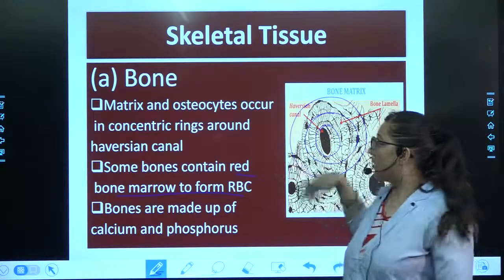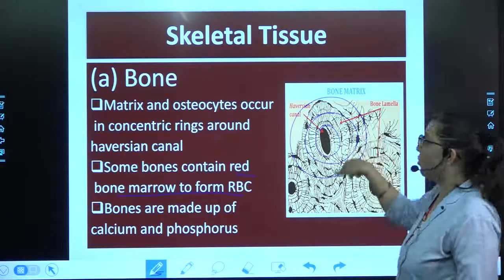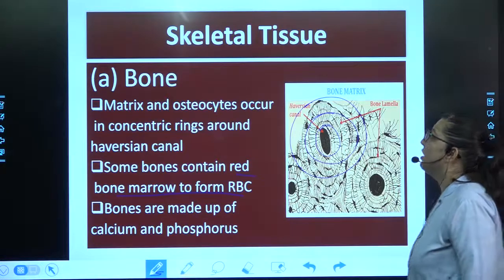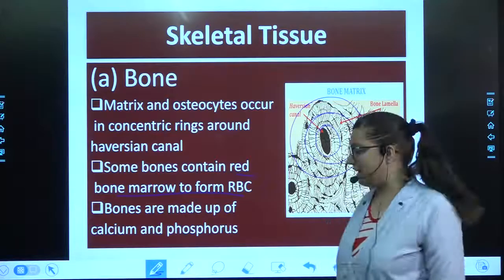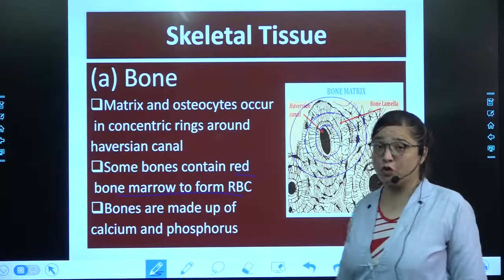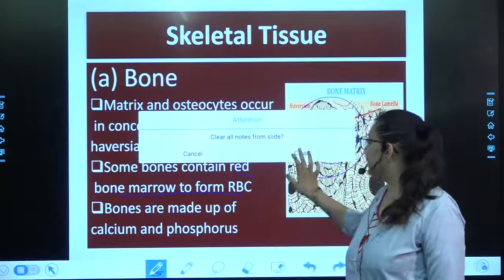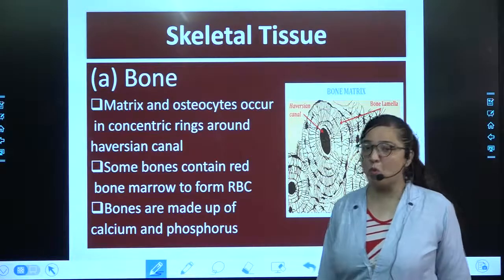Matrix and osteocytes occur in concentric rings around the Haversian canal. And what are the bones made up of? Calcium and phosphorus. So these are the important points regarding the bone.